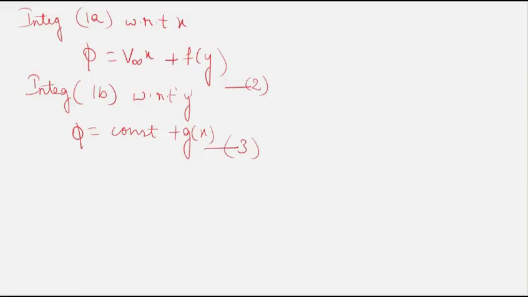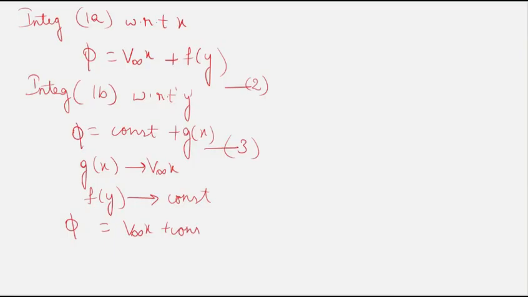So now we see that in these two equations, that is equations 2 and 3, phi is the same function, correct? So if I compare both these equations, g of x would be V infinity x, correct? Because it is a function of x, I can write g of x as V infinity x and f of y as constant. Which means I can write phi as V infinity x plus constant upon comparing these two equations.